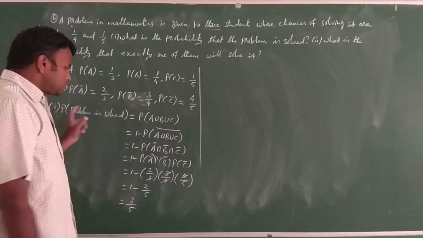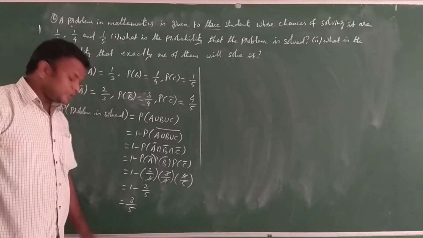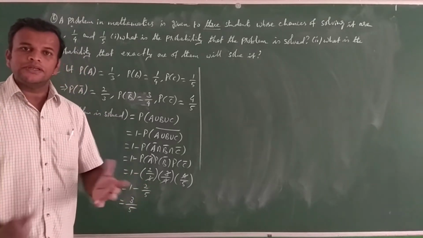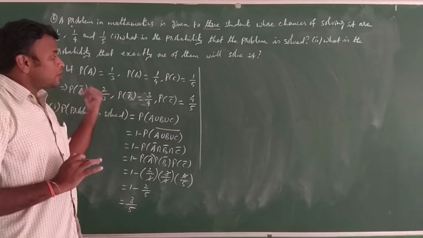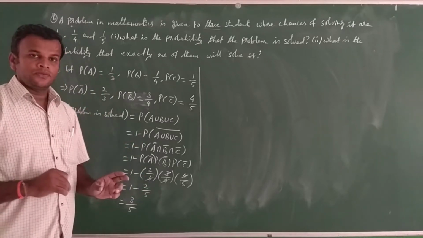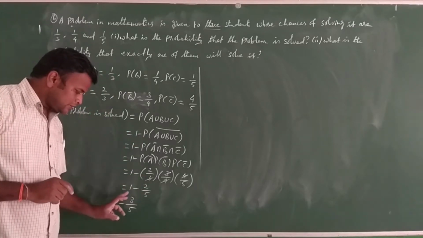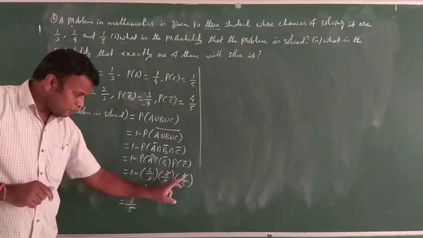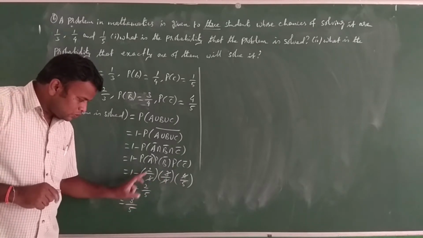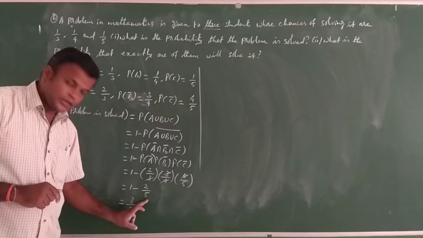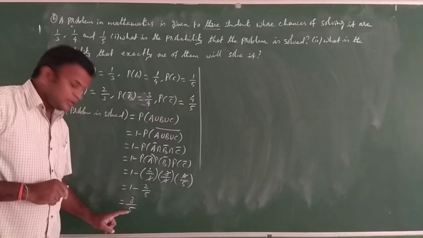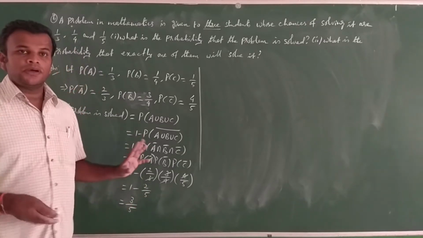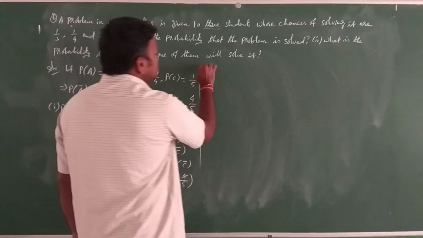So the chance that the problem is solved by any one of the students is 3 by 5. That is 60%. There is a 60% chance that the problem is solved by at least one of the students. So the first answer is 3 by 5. Cancel 3, 4; 1 minus 2, the numerator is 2, denominator is 5, so the answer is 3 by 5. So the first solution is done. Now we come to the second solution.